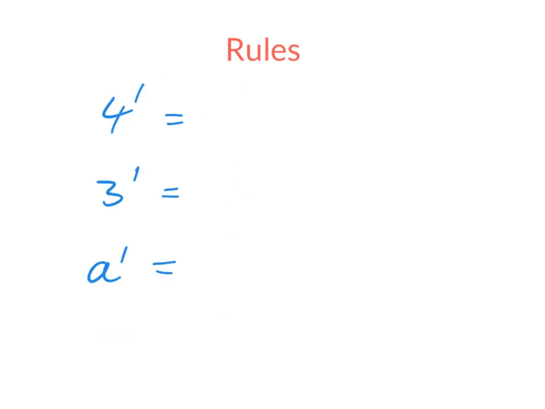The second rule, anything to the power of 1, the base does not change. So 4 to the power of 1 is just 4. 3 to the power of 1 is just 3. And a to the power of 1, it's just a.